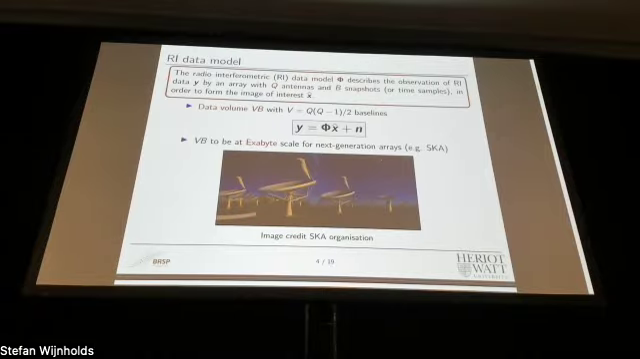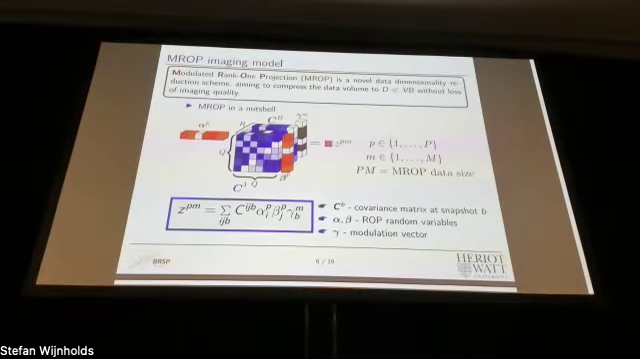And as you all know, with the SKA and all the other next generation telescopes, we're going to end up with a very large amount of data. So this is a scheme that we aim to compress the data such that we don't lose any imaging quality. And MROP can be basically summarized in a nutshell in this illustration and equation here.